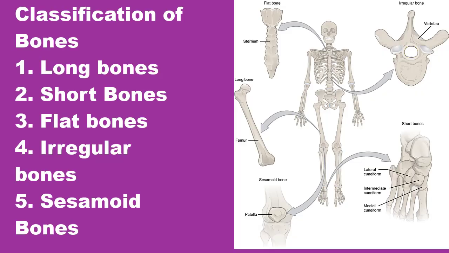The 206 bones that compose the adult skeleton are divided into 5 categories based on their shapes. And their shapes and their functions are related such that each categorical shape of bone has a distinct function.